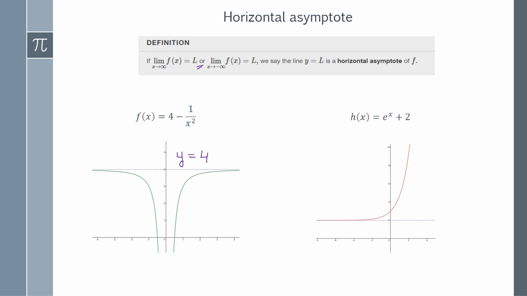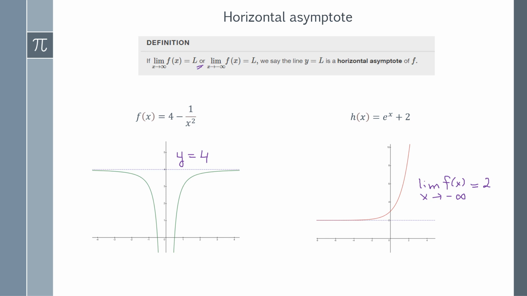Now here's another example where we only have one limit. This is an exponential function, e to the x plus 2, and which limit do we have here? This would be the limit as x goes to negative infinity. And we can see that this limit is equal to 2. So the limit of this function as x goes to negative infinity is a fixed number. Notice that as x goes to positive infinity, the limit doesn't exist, because the branch goes up to infinity.